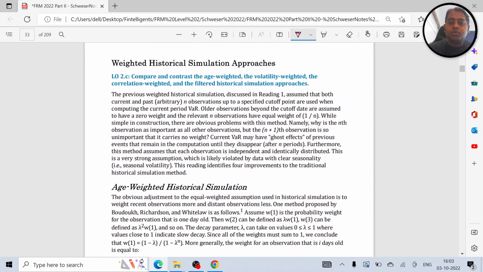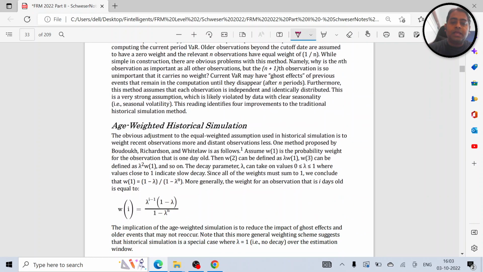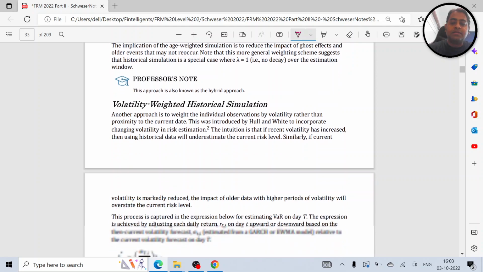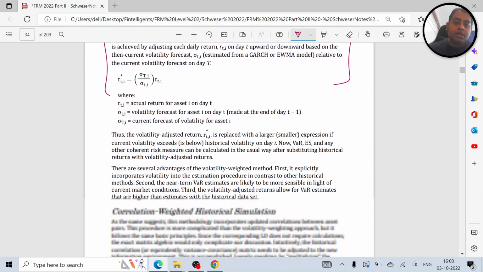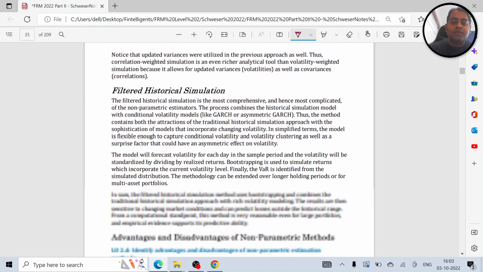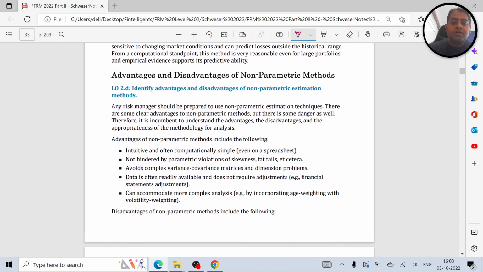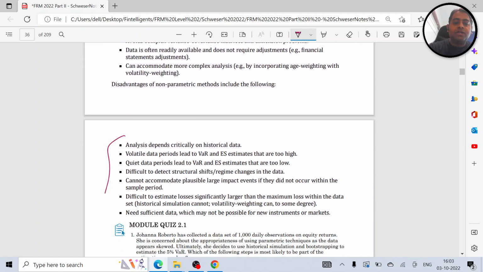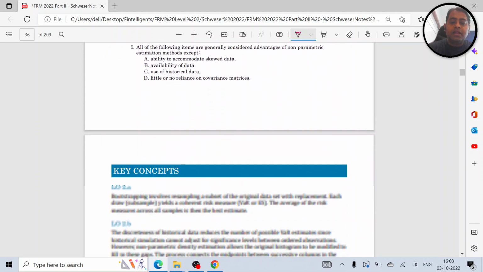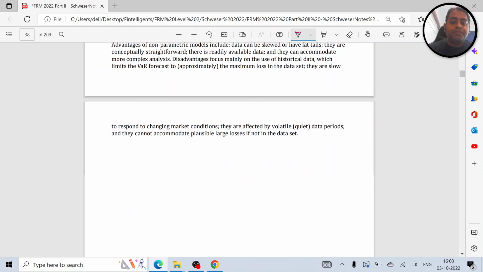Weighted average approach, the age weighted approach. The formula is not tested in terms of calculation, but understanding based. Again, the volatility based approach along with the formula. Understanding is important. The rest is okay. Disadvantages of the non-parametric approach, you should definitely read, marking it with a star. Let us move forward to the next point.